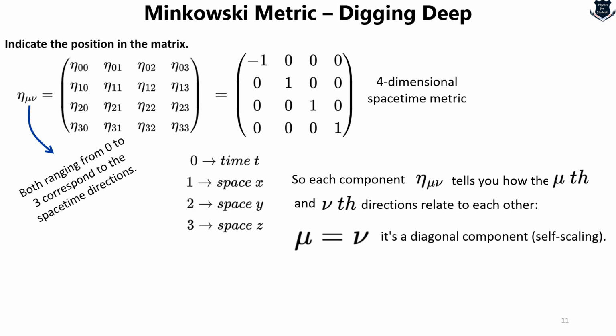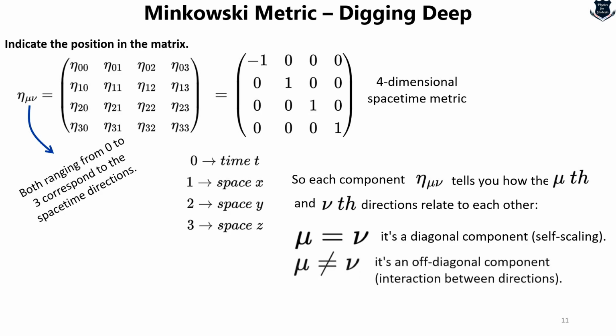That means, if I say that mu equals nu, it is a diagonal component, that is the self-scaling, obviously. And if mu is not equal to nu, obviously it is an off diagonal component. That means it shows you the interaction between the distances. So that is why it is important.